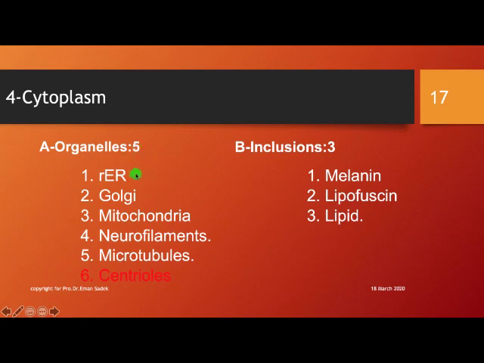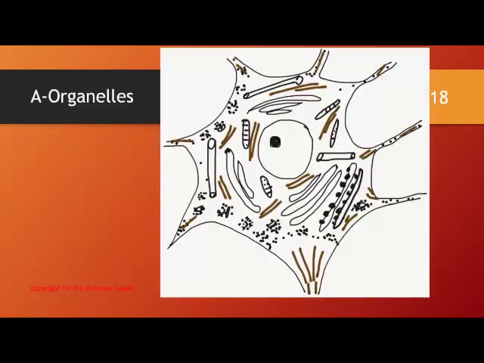The 5 organelles are the rough endoplasmic reticulum with its secretory, which is the Golgi apparatus, mitochondria, neurofilaments, and microtubules. We don't have centrioles except in some young neuron cells, where we may find the centrioles. As regards the inclusions, we have melanin, lipofuscin, and lipid. Let's now see what about these organelles and inclusions.